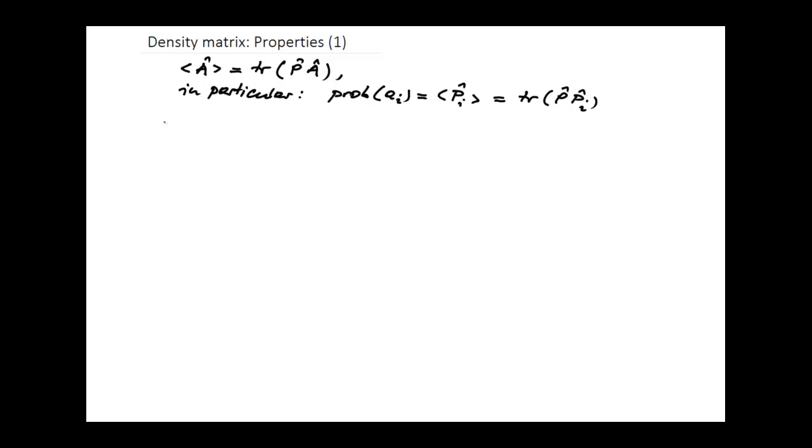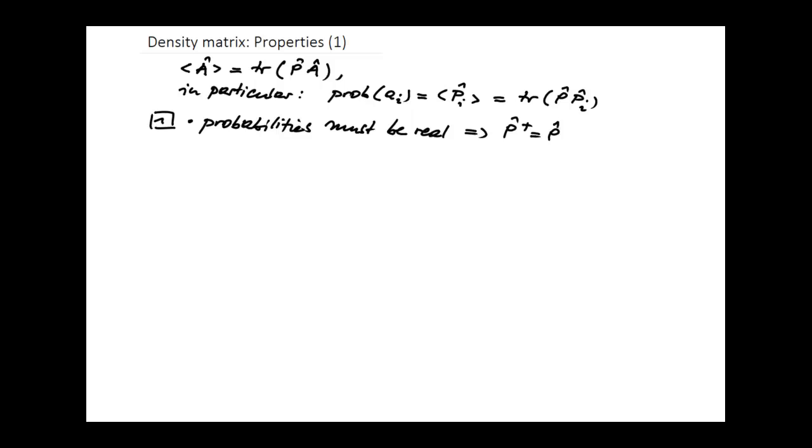First of all, this probability for finding the eigenvalue a_i must always be a real number. Probabilities must be real. Now, if the probability can be written in the form trace of rho times pi, and this must be real for arbitrary projectors pi, this is only ensured if the density matrix rho is Hermitian.